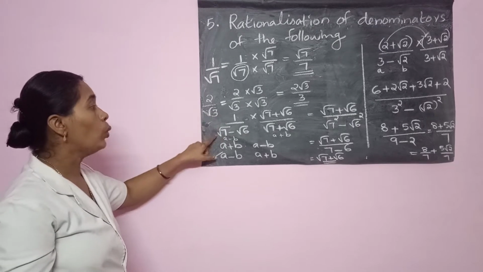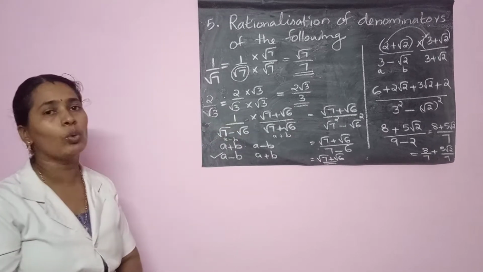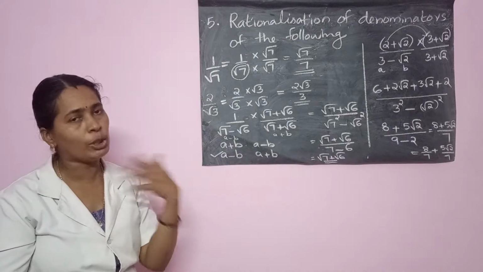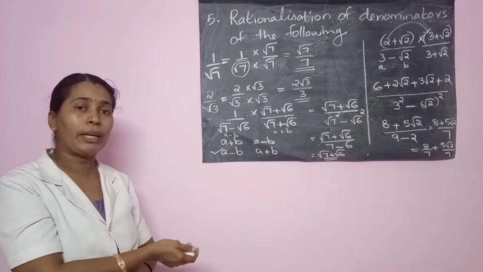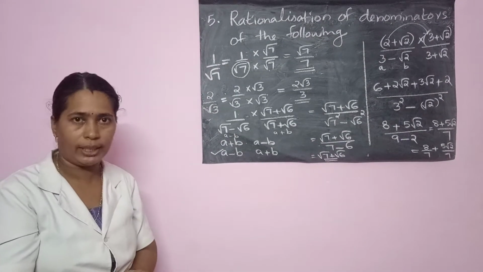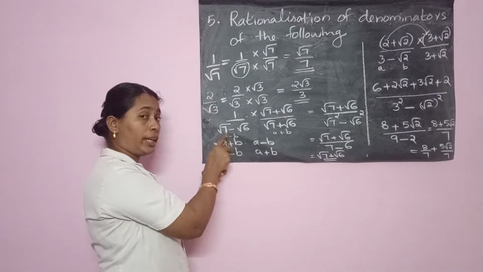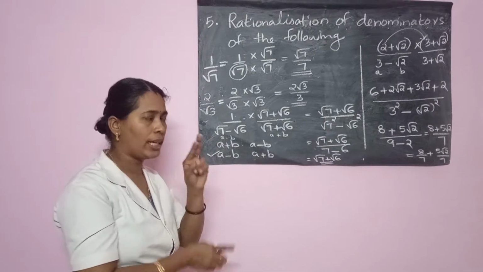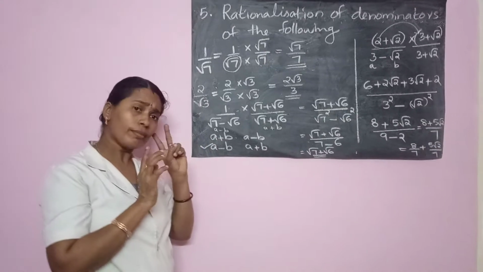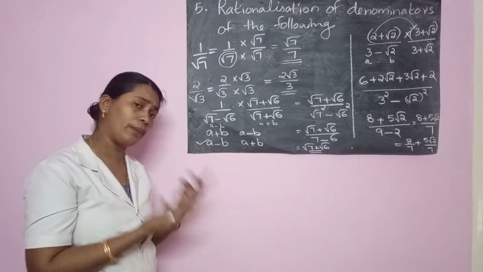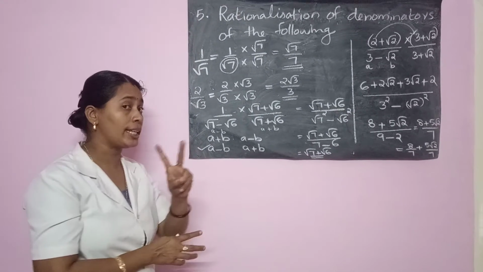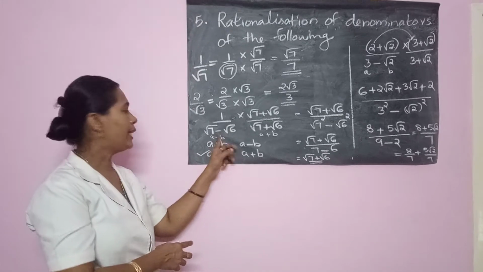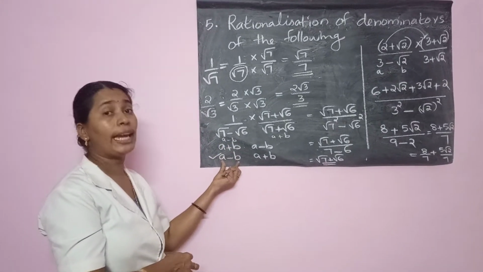1 by root 7 minus root 6 is given. See, in the previous question, there are only single terms. So, we used the same term for multiplication with numerator and denominator. But in this question, in the denominator, we have 2 terms at a time. Don't bother about radical. One term radical or 2 terms can be radical, leave it. But you consider there are 2 terms. In between, the sign is minus. That can be considered as of the form a minus b.